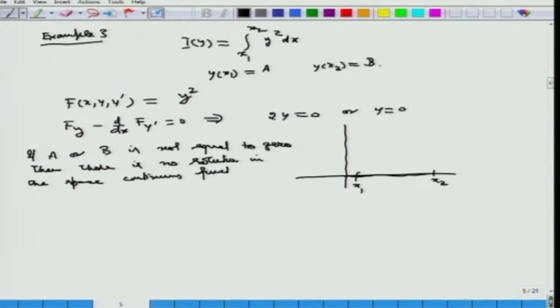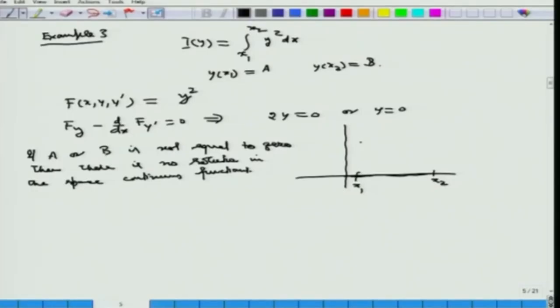So, if our admissible class is the space of continuous functions on the interval x 1 to x 2, then there is no solution here, if both a and b are not 0. So, this is (x 1, a), and this is let us say somewhere here (x 2, b), and we see that it cannot pass through these two points, because y is identically 0 here. So, y equal to 0 for all x.